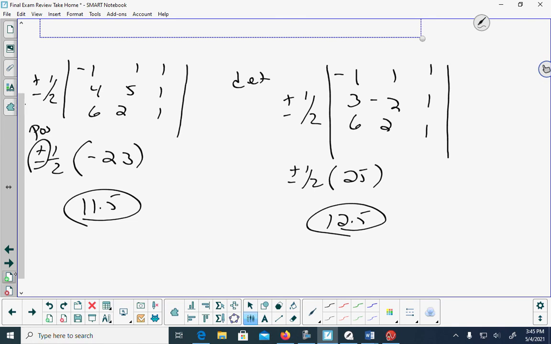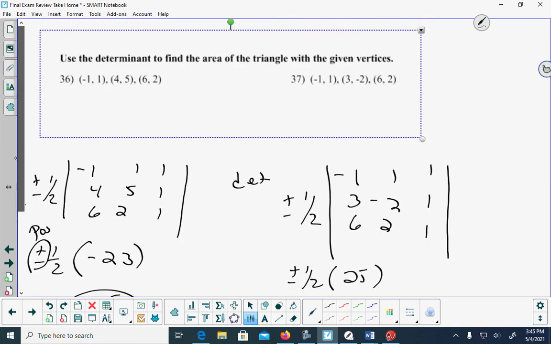Okay, and that finishes up our stuff for matrices. So I'm going to stop there, and the last section will be for the conics and polar.